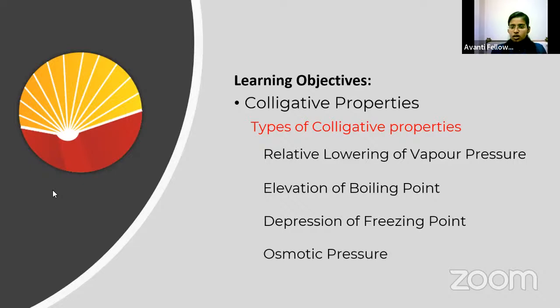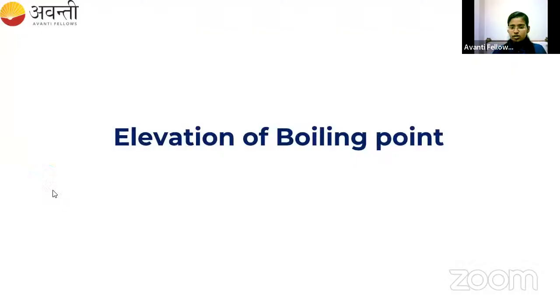Yesterday we discussed relative lowering of vapor pressure in detail. I told you we have to take a volatile solvent first, then add a non-volatile solute to it. By doing so, the vapors coming out from the solution decrease, and we call it relative lowering of vapor pressure. From that concept we saw one formula, which I showed you in the previous slide. Now, moving on to the second colligative property, which is the elevation of boiling point.